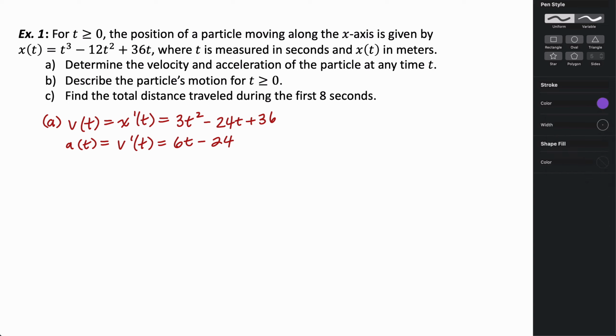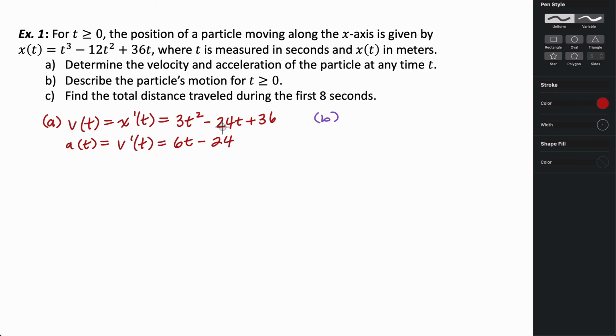All right. B is asking us to describe the particle's motion for t greater than 0. So for the time after 0 seconds, what is the particle doing? So we know it's moving horizontally along the x-axis, but the key things that we want to know are when does it stop, when does it change direction, and such. And to do that, we want to look at the velocity function. So we'll put a placeholder there for B, and we'll come back to it.